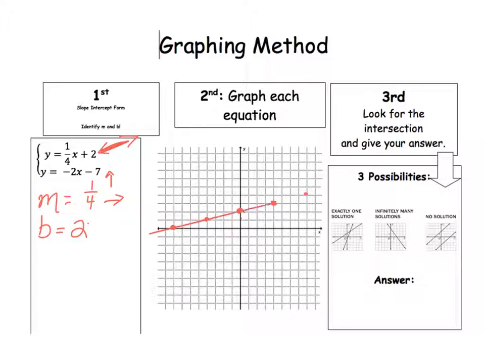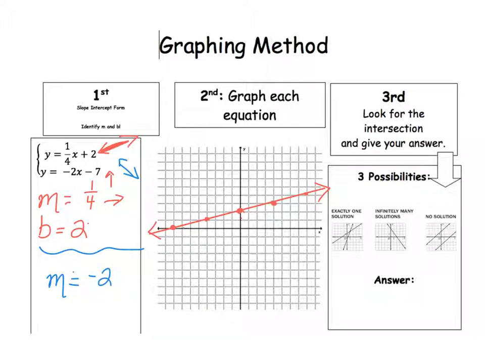And I'm going to connect these points with a straight line. I suggest using a ruler and put arrows on either end of your line. Now, I'm going to graph the second line, and I'm going to use blue for my second one. My second one has a negative slope, so I already know it's going to be a downhill line.